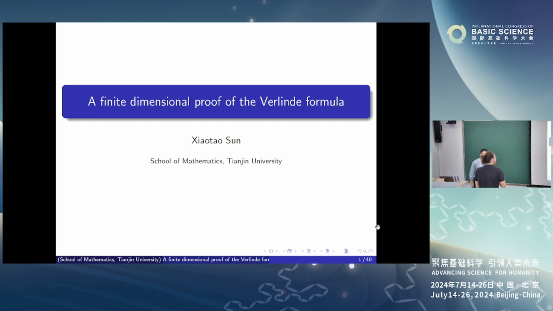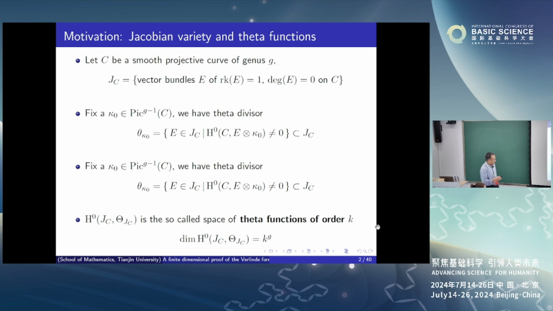Let me start with the motivation. It is well known that the Jacobi, well, the theta functions. Recall that if C is a smooth projective curve of genus g, the so-called Jacobian, we can consider it as the moduli space of line bundles of rank 1 and degree 0.